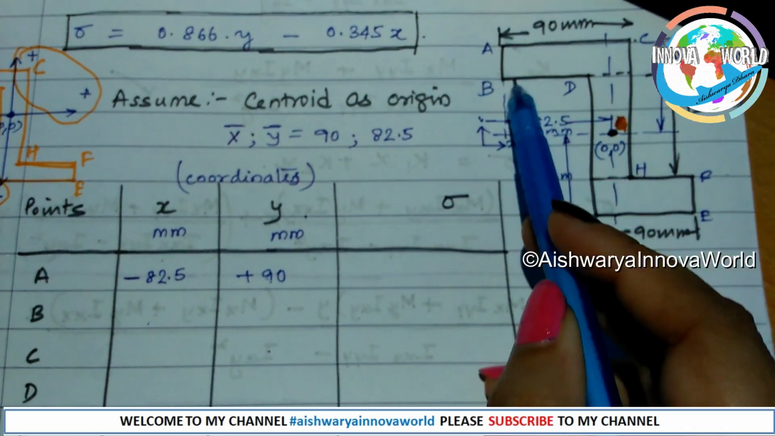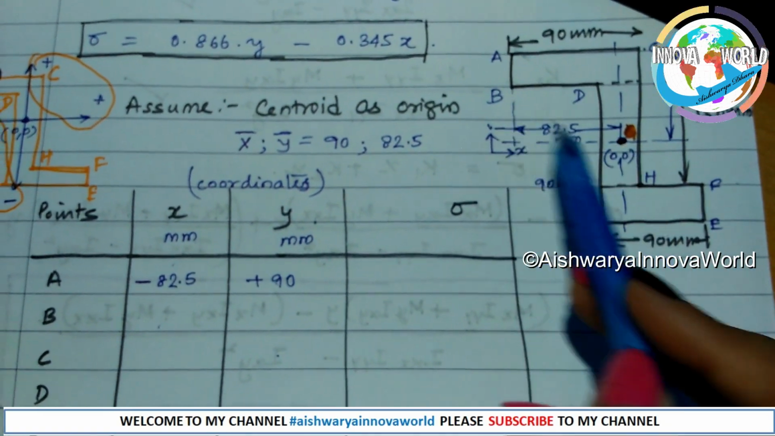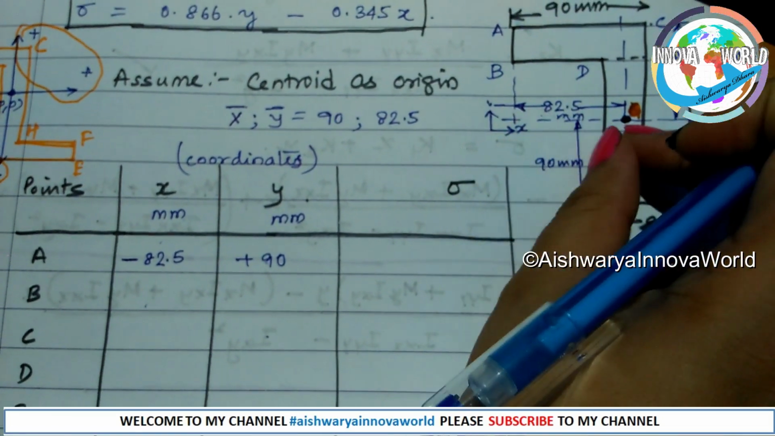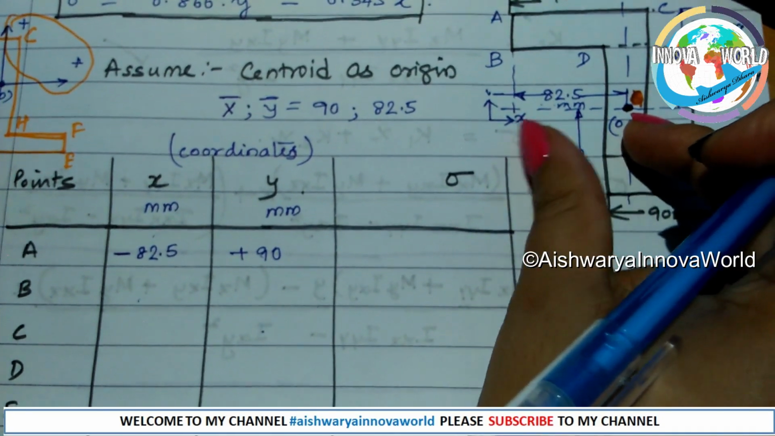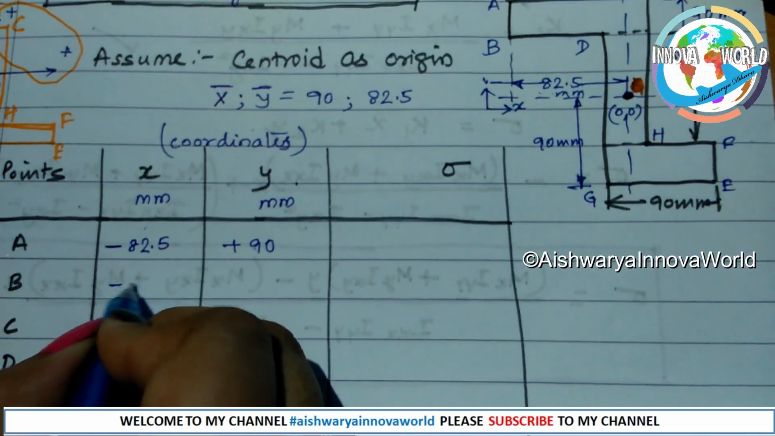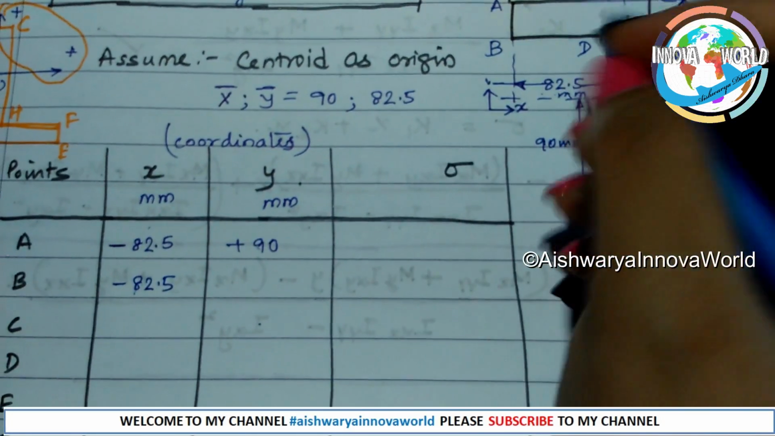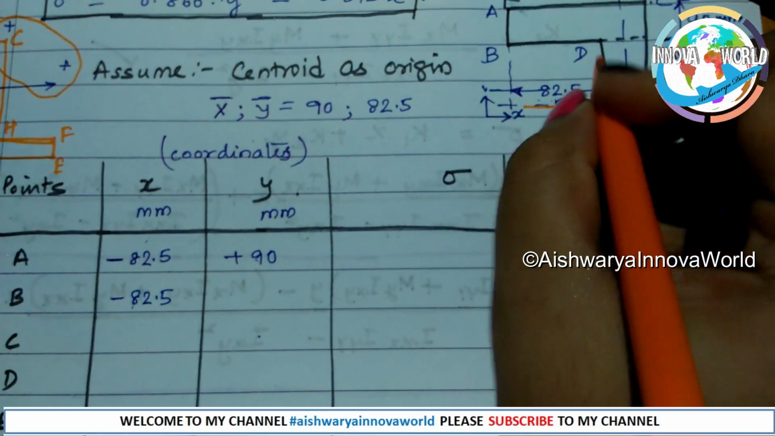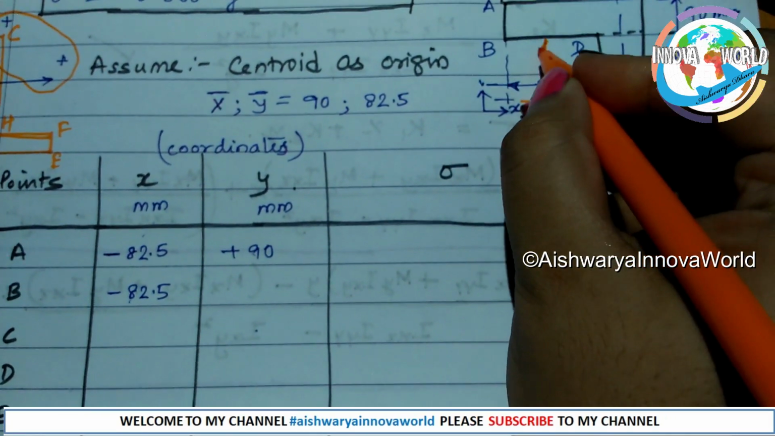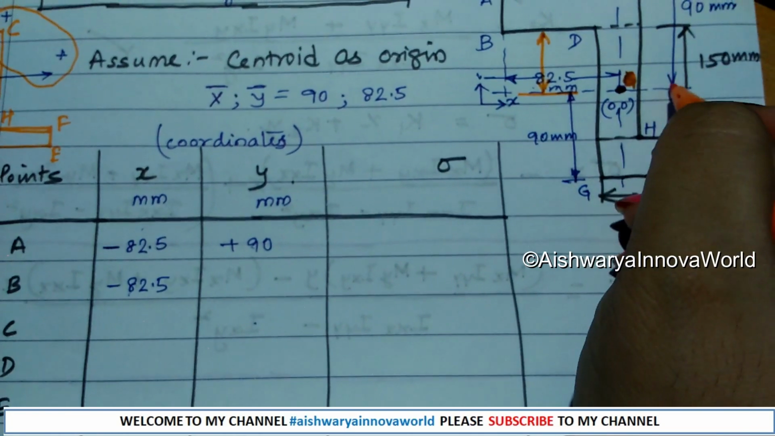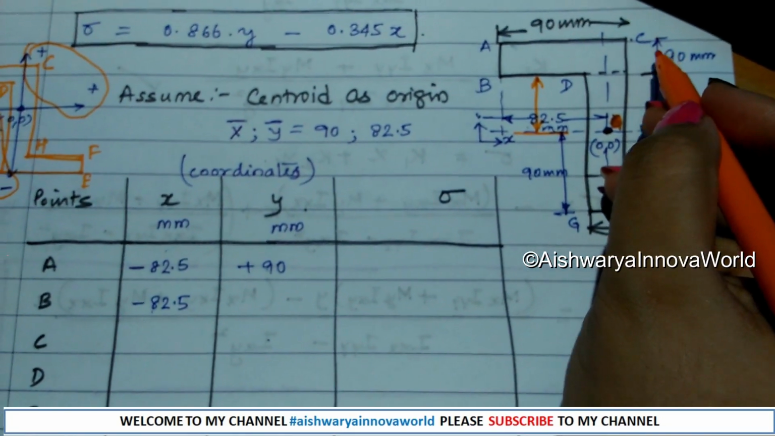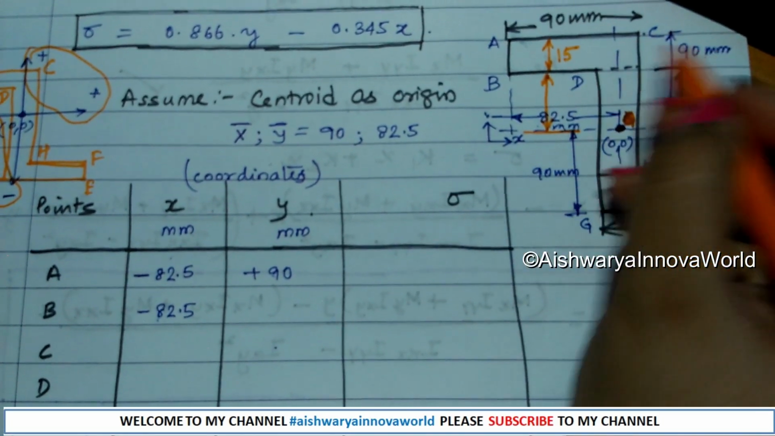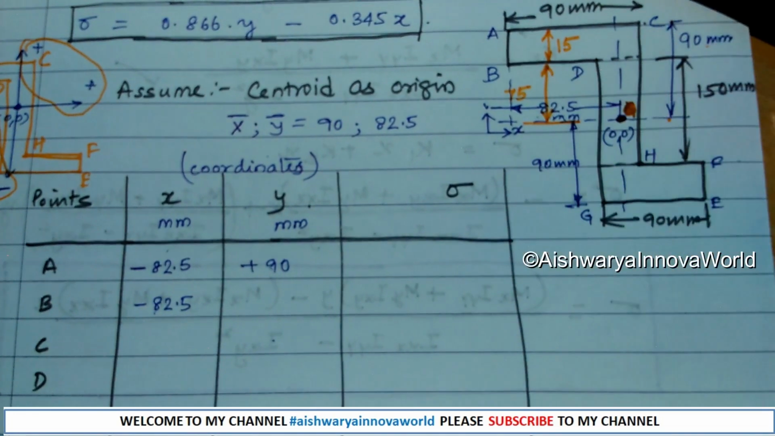Now see point B. How much distance from 0 to B? Same distance, 82.5. But which direction? It is on the left side, so left side means negative 82.5. Now what is the distance from the centroid to this height? That is important. How much height is this? The total from here to here is 90, and this much is 15. So 90 minus 15, this much is 75.